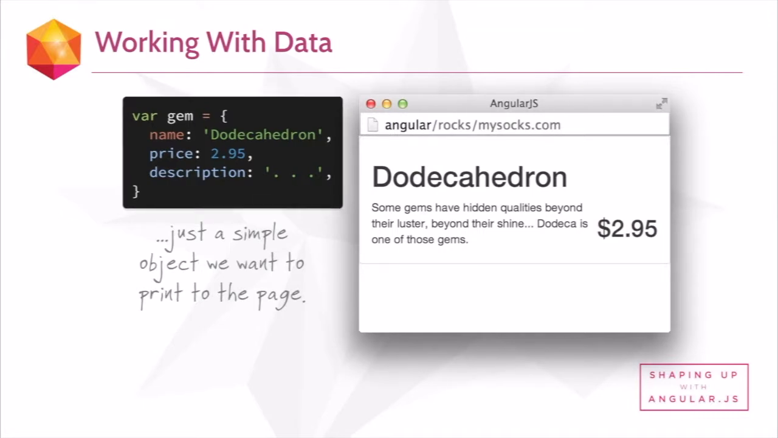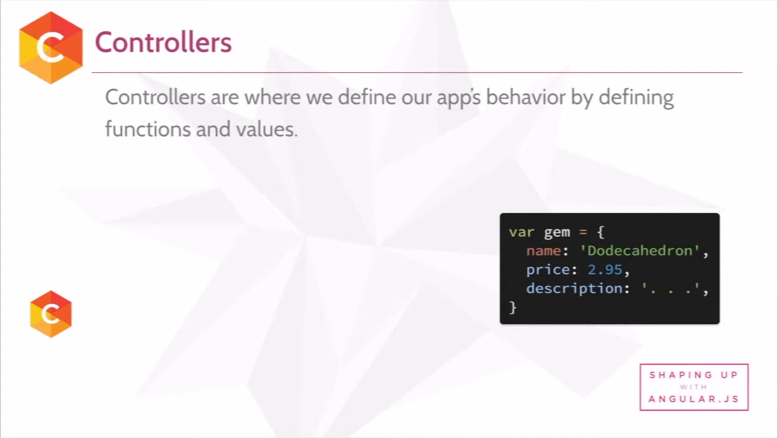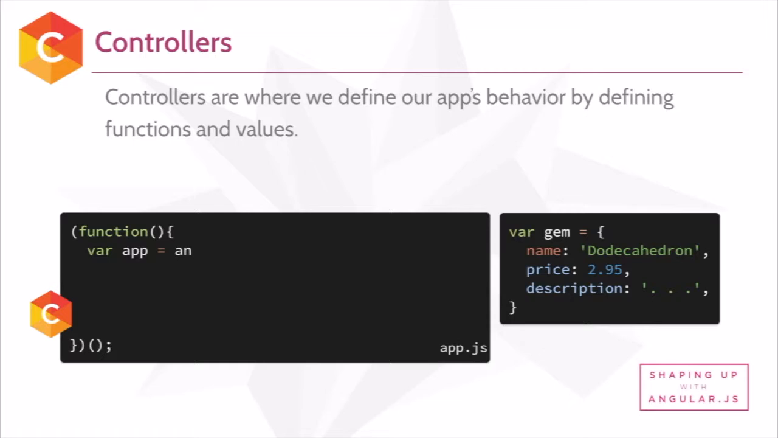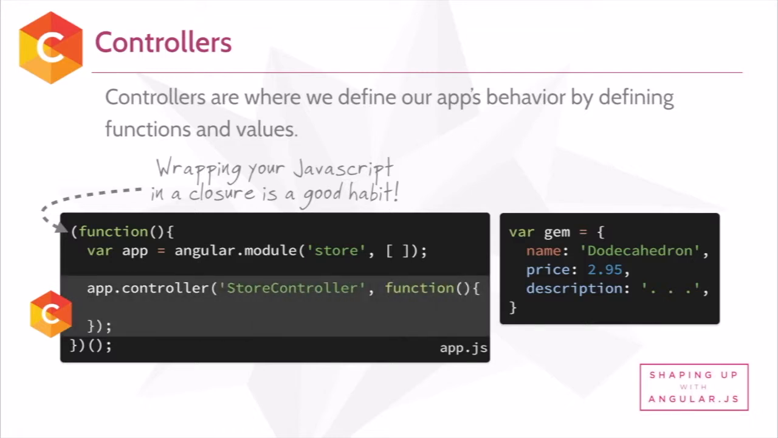To do this, we need to use a controller. Controllers are where we define our application's behavior by defining functions and values. Here we are back in our app.js. We're going to wrap our entire application here in a closure. It's just a good habit to get into. Then we'll specify the name of our controller, in this case, StoreController.